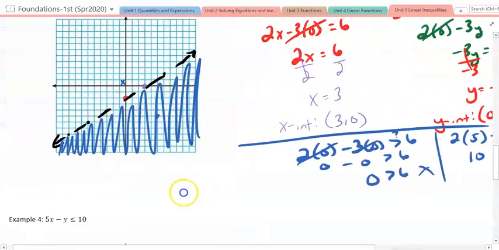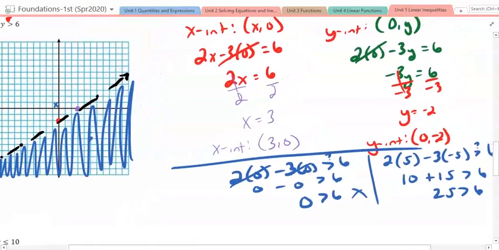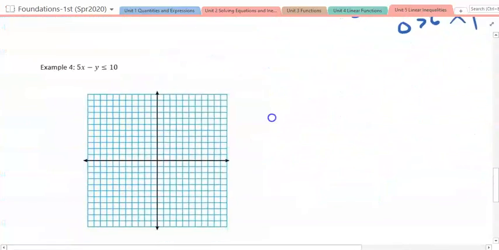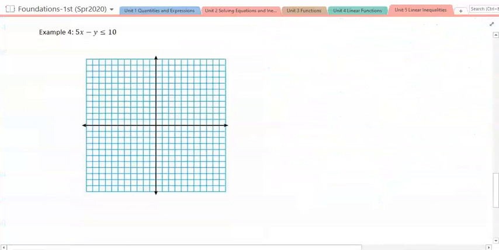Okay, so again, that is finding it using the intercepts. Let's go to example 4. 5x minus y is less than or equal to 10. Now in this problem, I'm going to solve this into slope-intercept form. So I want to get the y by itself.